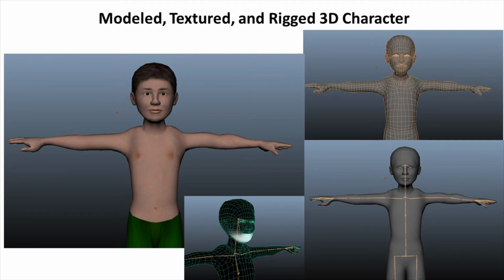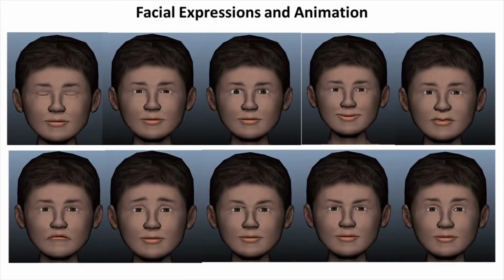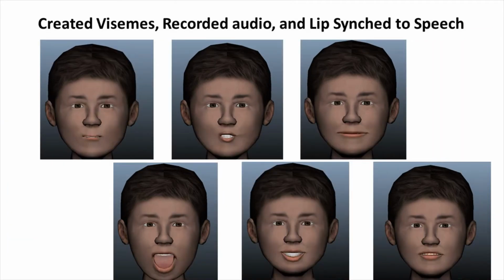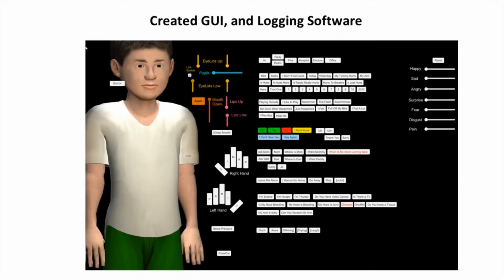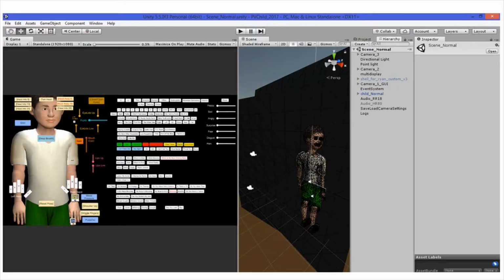To develop the content and software, I researched reference material, then I created a 3D model for the child, textures and UV maps, joints, and rig for the 3D model. Then I created 3D facial expressions for emotions and speech. I used a Unity plugin software to map the visemes to the recorded audio to create lip sync animations. I created graphical user interface components and connected the speech and animations to the interface.